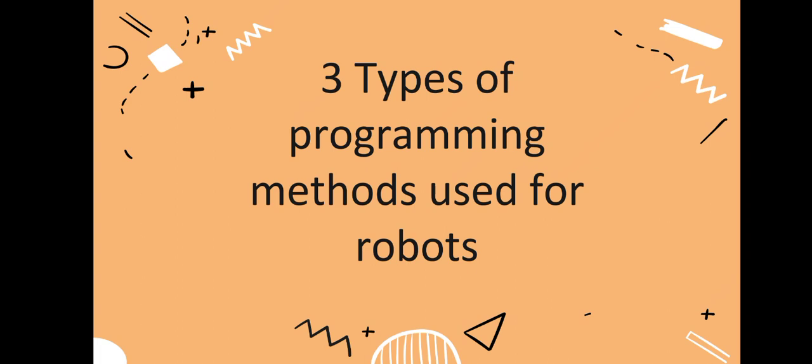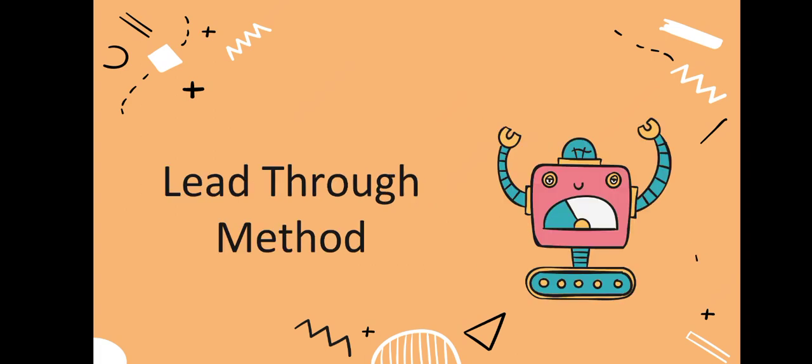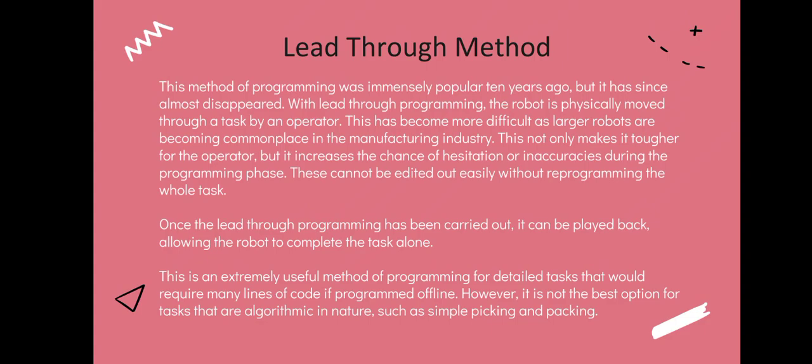So, here are the three types of programming methods used for robots. The first one is the lead-through method. This method of programming was immensely popular 10 years ago, but it has since almost disappeared. With lead-through programming, the robot is physically moved through a task by an operator.